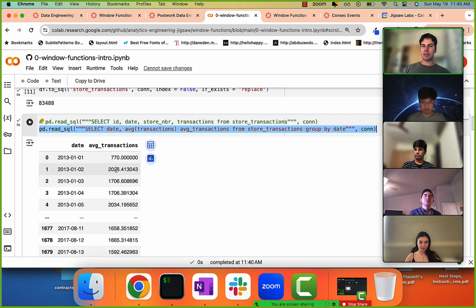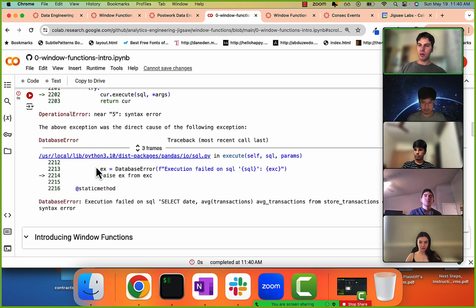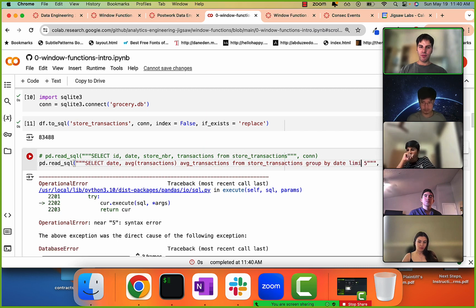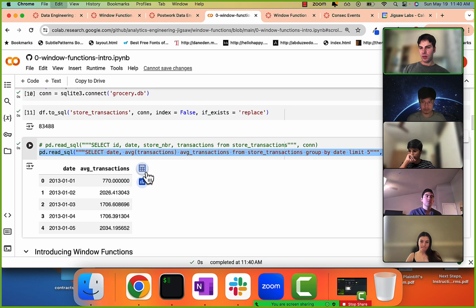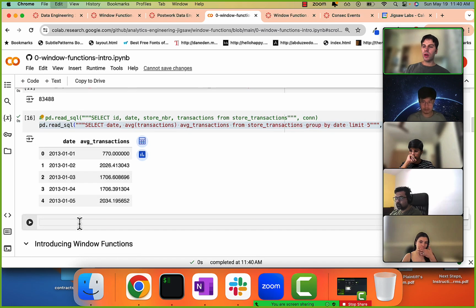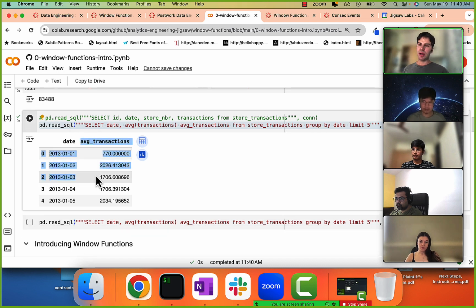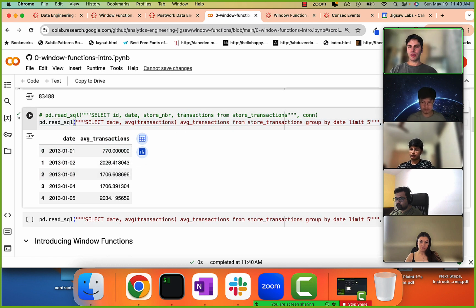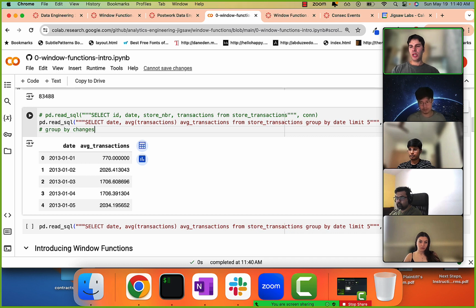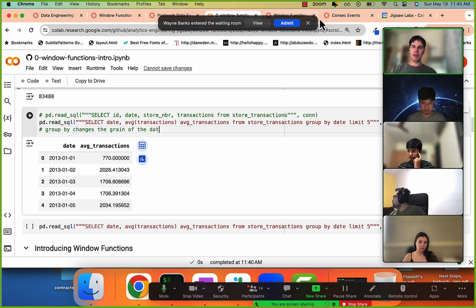Okay, so this is group by, and the thing we can compare it to is window functions. So let's now see that. Notice with group by, group by changes the grain of the data, meaning we started with a separate row for every store per day, so the number of stores times the number of days. Then when we did group by, we changed the grain, so now it's just one row per day. Cool? So let's write this down: group by changes the grain of the data, meaning it changes the dimensions.